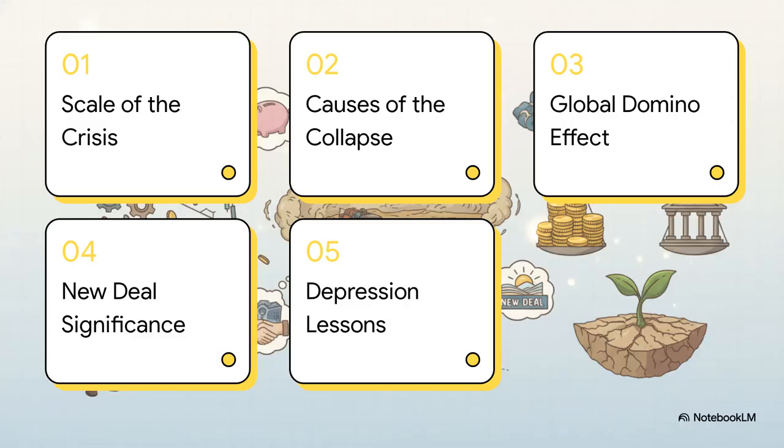Here's how we're going to break this down. First, the scale of the crisis. 2, causes of the collapse. 3, the global domino effect. 4, the significance of the New Deal. And finally, lessons from the Depression.